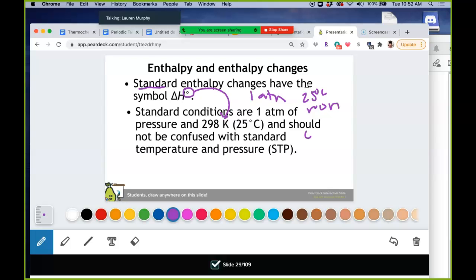Now do not confuse this with STP. STP is 1 atmosphere, but it's 0 Celsius. Hardly any sort of room anyone would want to do an experiment in. Nobody wants to sit in a room at 0 degrees Celsius. So when they have all these standard values, it's because they've done them under standard conditions of a normal laboratory setting. Like your room right now is probably approximately this. Very, very close. So that's what that little circle means. That's what that standard means. So it does not mean STP.